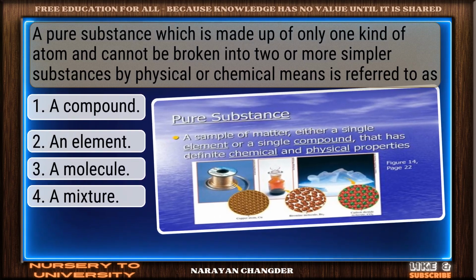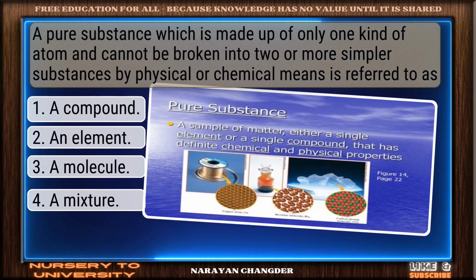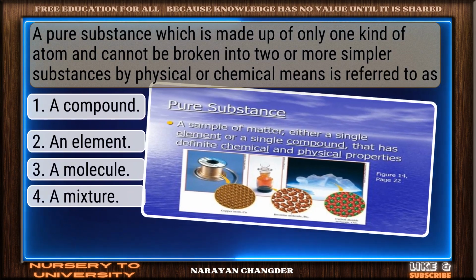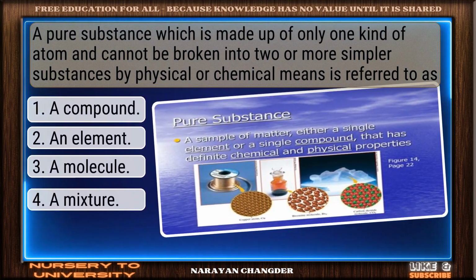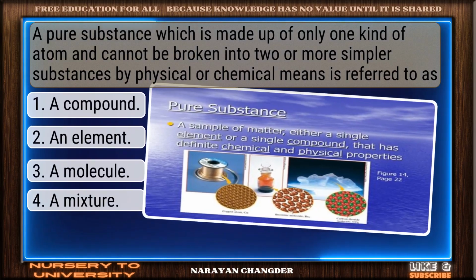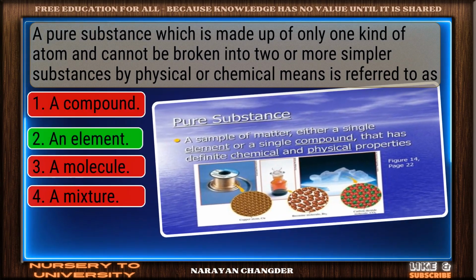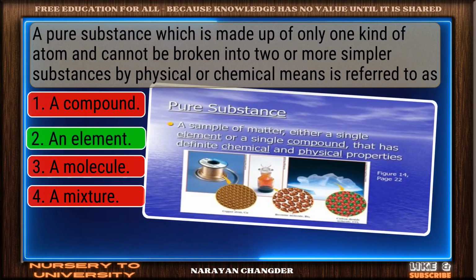Question number 1. A pure substance, which is made up of only one kind of atom and cannot be broken into two or more simpler substances by physical or chemical means, is referred to as. Right choice. An element is the best answer.